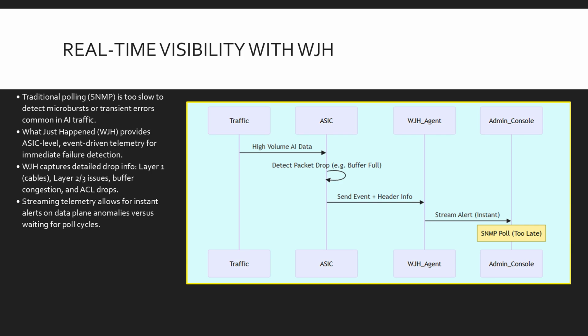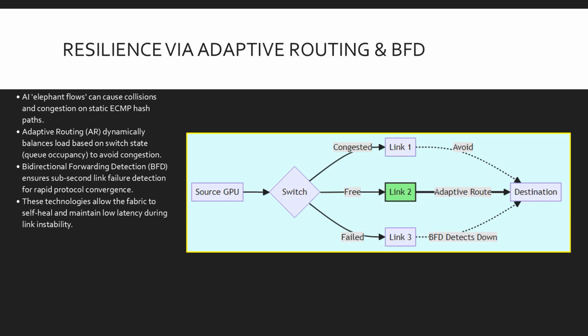Here we see the difference between streaming and polling. High-volume AI data enters the ASIC. When the ASIC detects a drop, say from a full buffer, it immediately sends the event and header info to the WJH agent. The agent then streams an instant alert to the admin console. Notice the note at the bottom. A traditional SNMP poll would occur much later, likely missing the event entirely or reporting it long after the AI job has stalled.